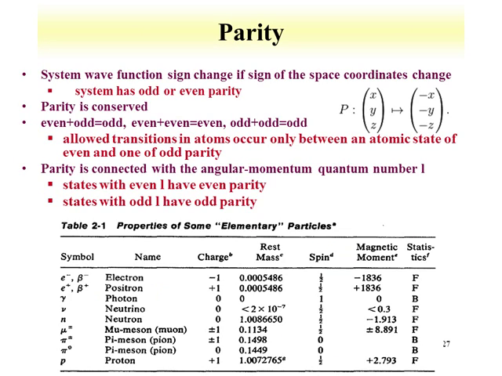A final term that we'll discuss in this lecture is parity. Parity is defined as whether the system wave function changes sign if the sign of the space coordinates changes. So if x goes to negative x, y goes to negative y, z goes to negative z, the system has odd or even parity. Basically, it depends on whether or not that wave function is a mirror image or not.